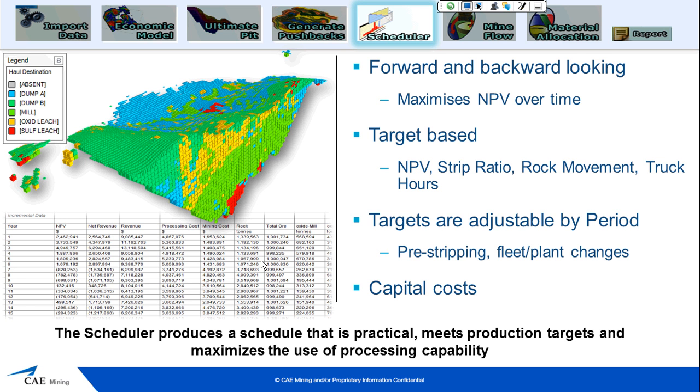These targets are adjustable by period, and we can also assign capital costs by period that will affect the NPV. So by being able to adjust many of these things by period, targets by period, it means that we can have a schedule that gets us very close to what you would do in the pit. It would be realistic, achievable.